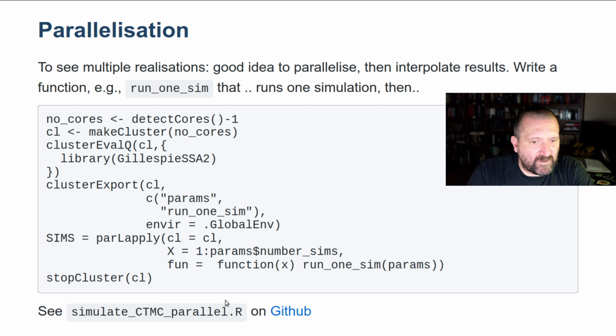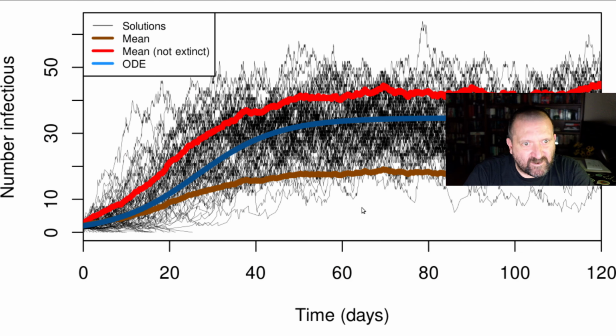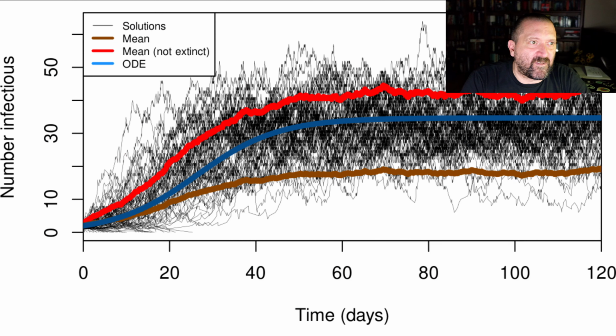And as I point out, if you go to the GitHub repo, you have simulate CTMC parallel, which has this code. So this is a graph that you've already seen, and this is the way I'm making each of these simulations, each of these trajectories, by running them separately in the cluster, okay, to the workers. So I don't remember how many there are, but this is how you get them.